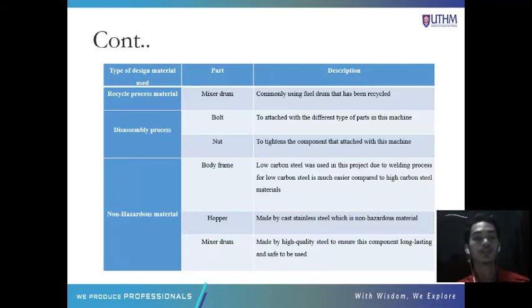And for the disassembly process, it involves the bolt and also the nut. And the last one is non-hazardous material. It consists of the body frame, hopper, and mixer drum, which are made of materials that have their own properties, which are not dangerous for the users.